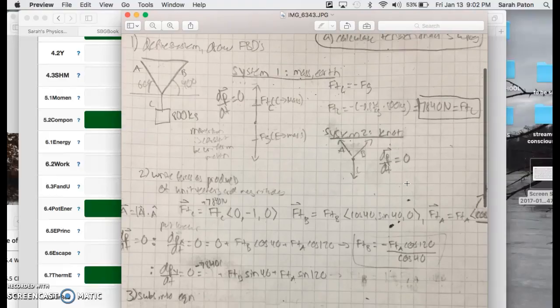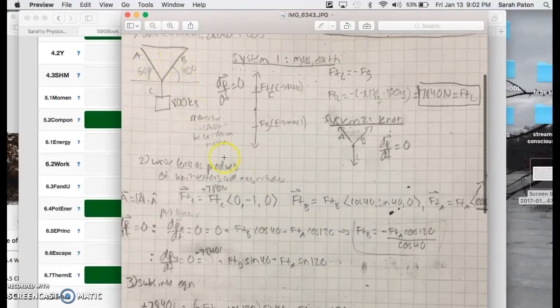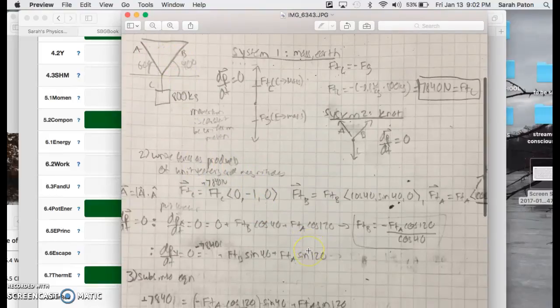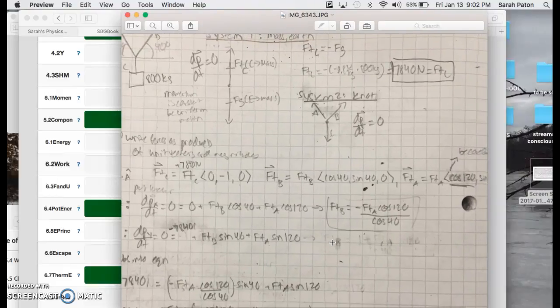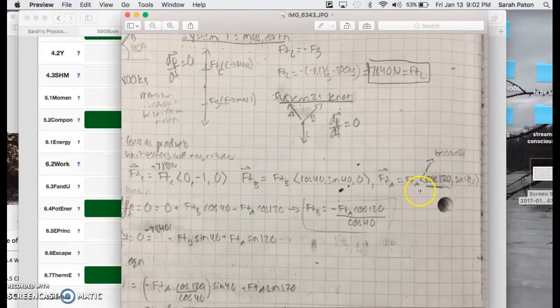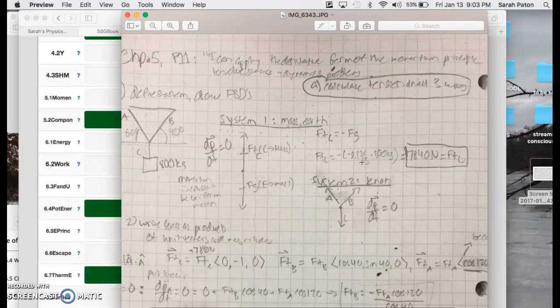Next, after I did that, I wrote the forces FTA and FTB and FTC as products of their unit vectors and their magnitudes, because a vector is equal to the magnitude times the unit vector. So vector FTC became magnitude of FTC times the vector 0, -1, 0. The vector FTB became the magnitude of FTB times cosine 40, sine 40, 0. And vector FTA became the magnitude of FTA times cosine 120, sine 120, 0. And I also wrote a note to myself, be careful here, because at first when I did this, I did sine 60, and I realized that wasn't going to work, because actually I wanted to find the cosine of 120, because a 60-degree angle would be on this side.